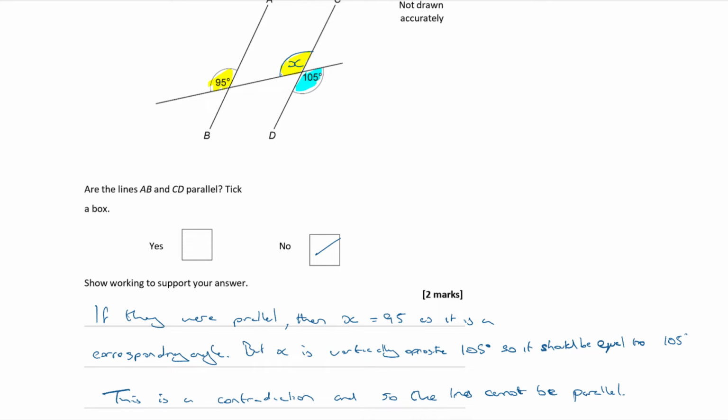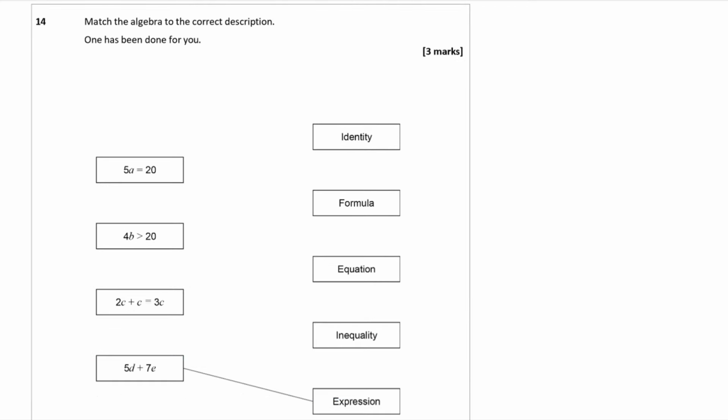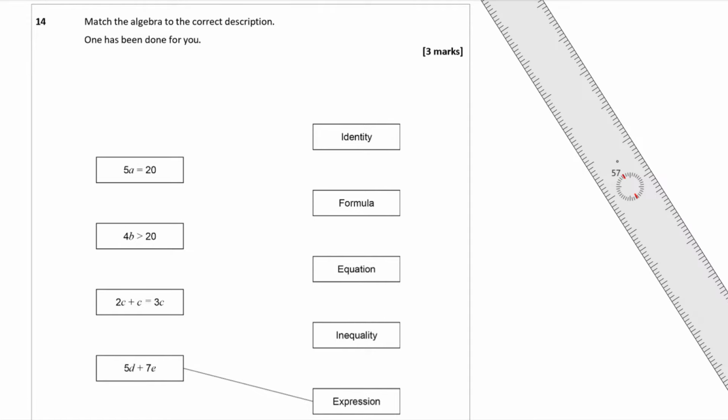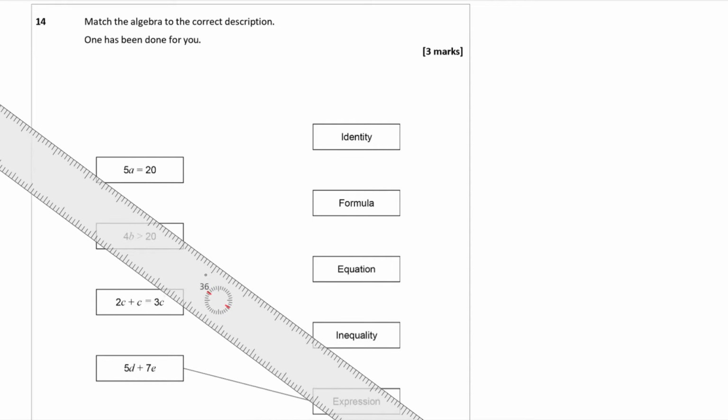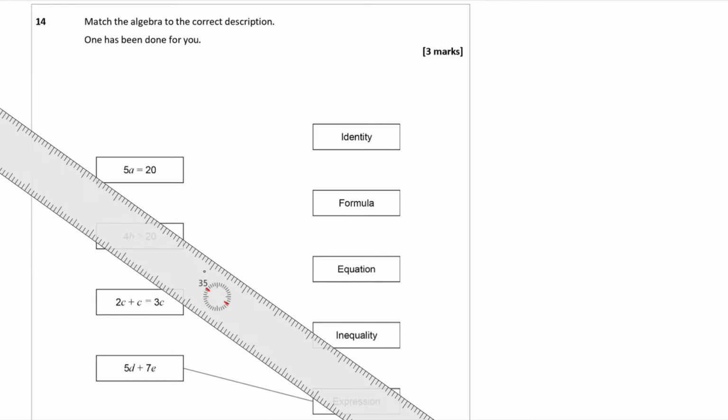I like to be thorough, but you'd probably get away with writing a fair bit less and still get both marks. Question 14, match the algebra to the correct description. One has been done for you. So we've got identity, formula, equation, inequality, expression. So the expression has already been done. Expressions don't have equal signs in them. Inequalities have inequality symbols, so I can see that one straight away. So I'm just going to match these two up while I'm here. It's quite an obvious one.